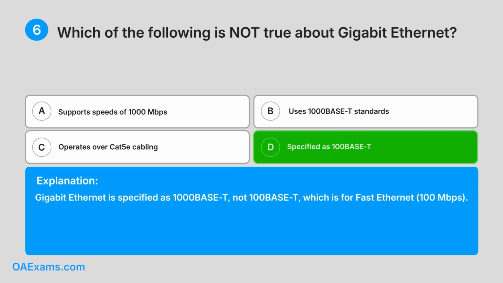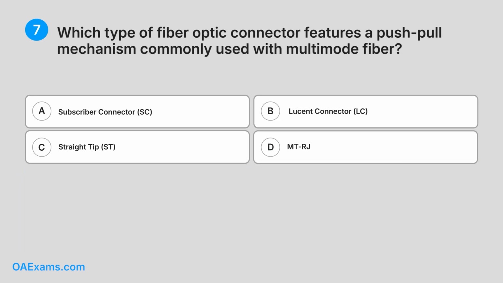7. Which type of fiber optic connector features a push-pull mechanism commonly used with multimode fiber? A. Subscriber connector, SC. B. Lucent connector, LC. C. Straight tip, ST. D. MT-RJ. Can you guess the answer?